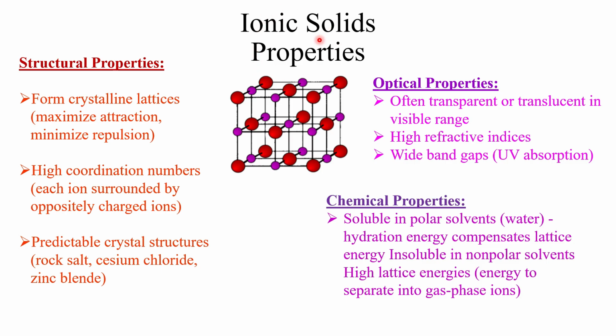Ionic solids form regular crystalline lattices that maximize attraction and minimize repulsion. High coordination numbers are common in this situation. Optically, the wide band gaps mean these materials often transmit visible light, which makes them transparent, whereas chemically they dissolve in polar solvents when hydration energy overcomes lattice energy. This is a very important concept in electrochemistry and materials science.